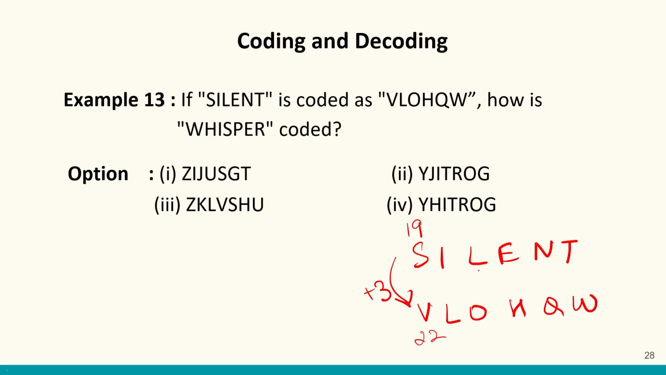Let's check. L, if we go to O, we are adding 3. I, if we go to L, we are adding 3. E, if we go to H, plus 3. N to Q is also plus 3. And similarly, T to W is also plus 3. So we are adding 3. So let's do the same thing for whisper.